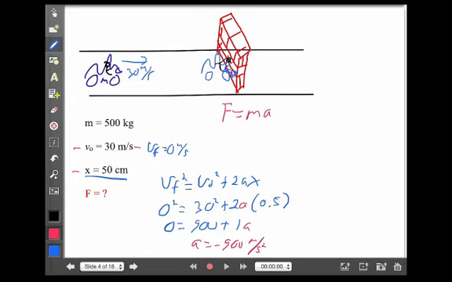Wow, that's a huge acceleration. Basically, you're changing your velocity by 900 meters per second every second. It's a massive acceleration. Now, knowing that acceleration on a 500 kilogram car gives you negative 450,000 newtons.